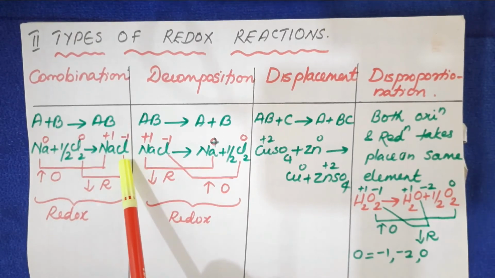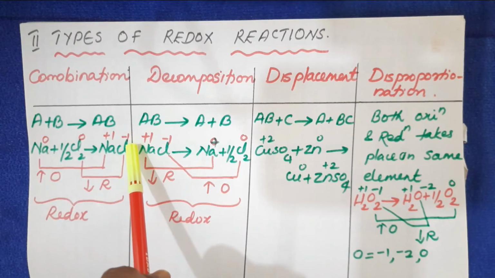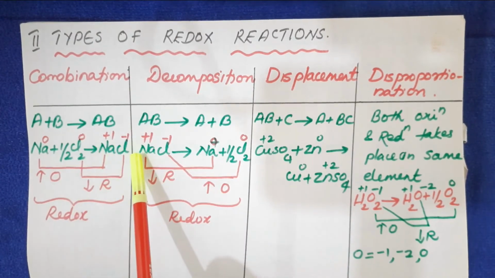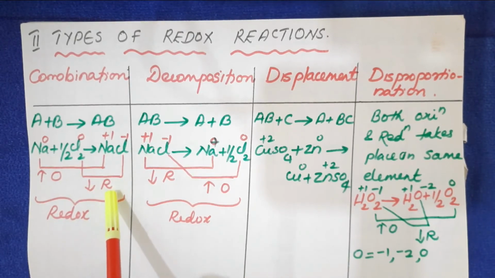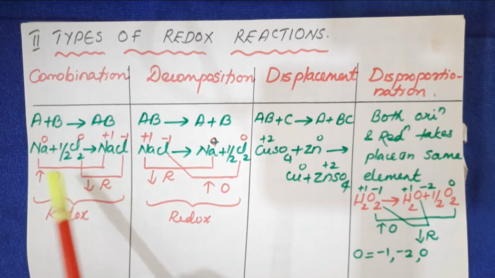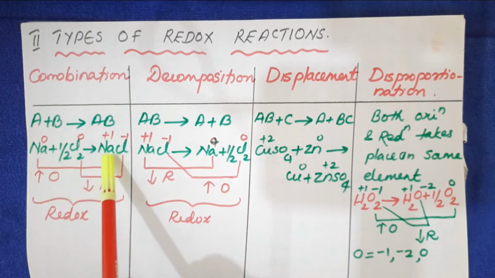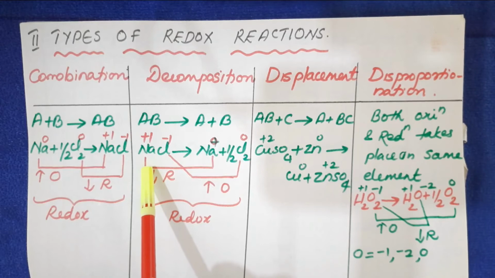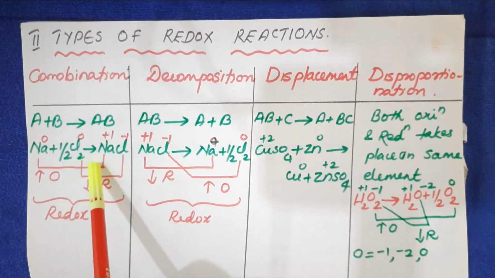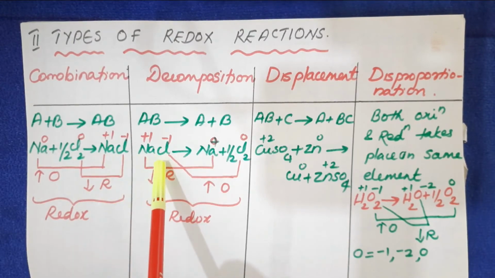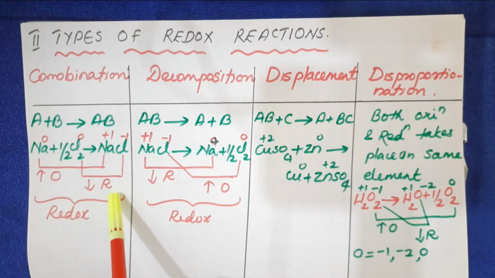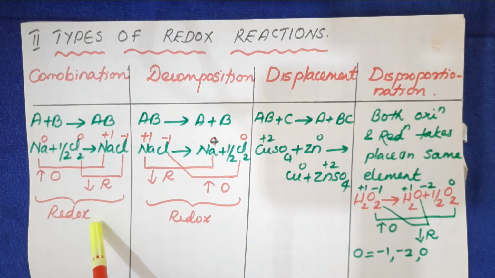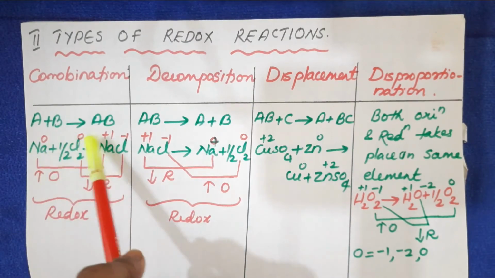In the case of chlorine, here oxidation number is 0. But here chlorine has an oxidation number negative 1. What happened to oxidation number? It decreases from 0 to negative 1 in the case of chlorine. Therefore, it is a reduction reaction. So, which is the oxidation reaction in this equation? Sodium gives sodium chloride is oxidation reaction. Cl2 gives sodium chloride is reduction reaction. Here oxidation and reduction happens, therefore it is an example for redox reaction.